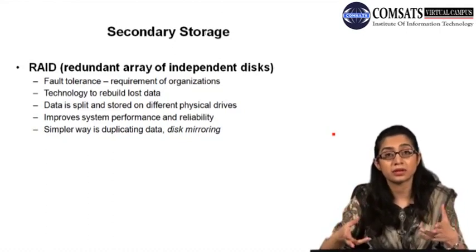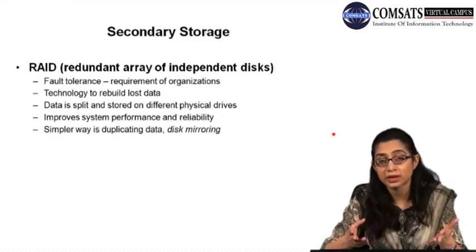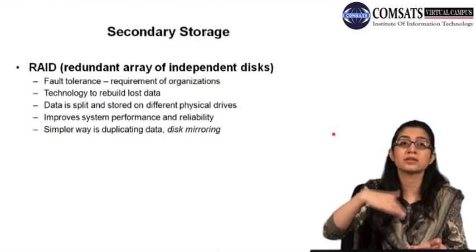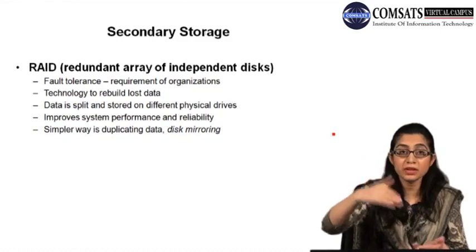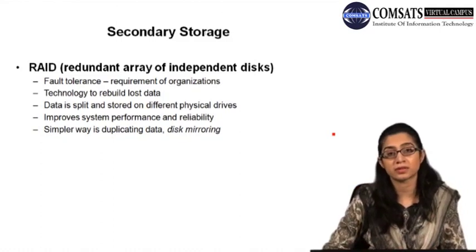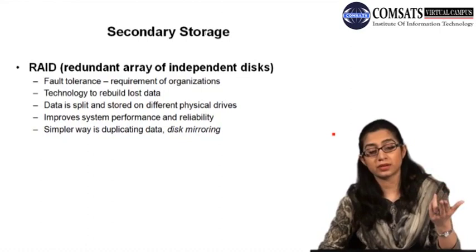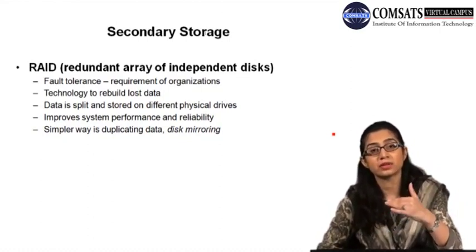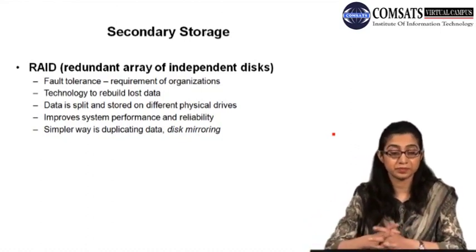Another way of having this RAID system, a simpler way, is duplicating of data, that is disk mirroring. The same data that is stored in one drive is stored in the other drive as well, or it's stored in two more drives. ठीक है, for example 3 hard disks में एक जैसा data है, so that is called disk mirroring. Disk mirroring can be slightly more expensive than the simple data splitting technology. Why? Because इसमें आपको बार-बार वही data और storage capacity आपकी ज़्यादा उसमें लग रही है.